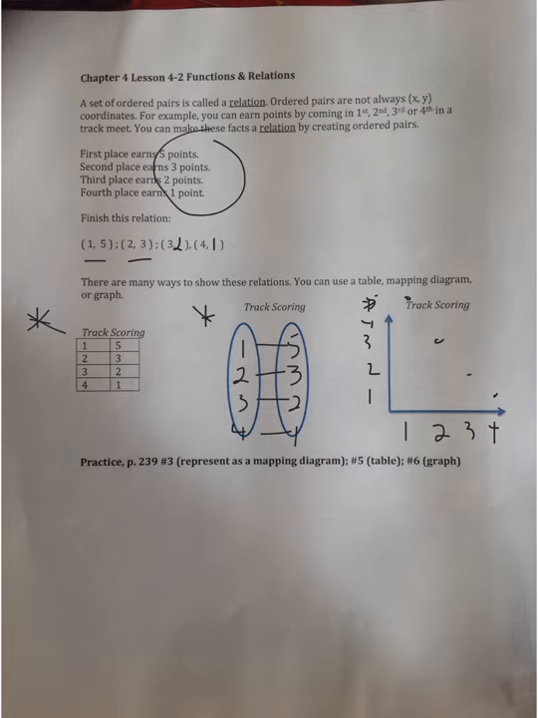Because when you make a graph, you have to have evenly spaced intervals. So that's why the 4 is there. But you'll notice there's nothing marked off on it. And then on page 239, you'll see numbers 3, 5, and 6 that you can work on if you want. Page 239 is coming up in the next couple pages.